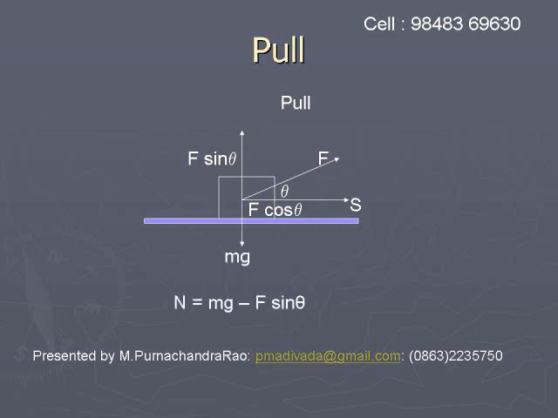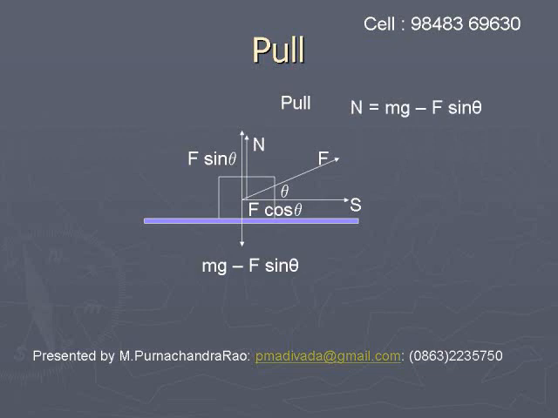Of course, its weight mg acts in the downward direction. Since F sin theta is acting in the upward direction, the resultant downward force is mg minus F sin theta. This resultant force will create normal reaction. So N represents normal reaction. The component of F in the vertical upward direction is F sin theta, so the resultant weight in the downward direction is mg minus F sin theta, and this creates normal reaction. Hence normal reaction N is equal to mg minus F sin theta.